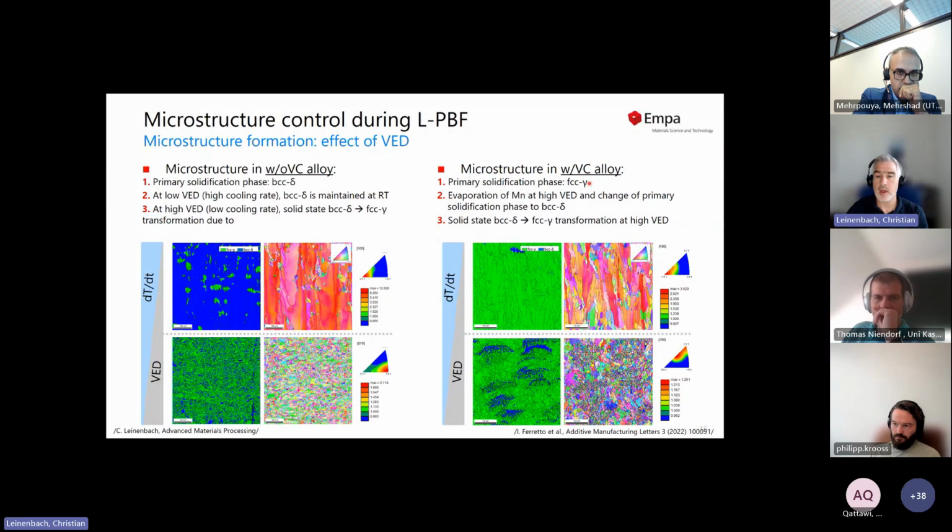is FCC gamma. During the processing, we can lose manganese at high volumetric energy densities and then change these conditions. We can make it a delta solidifier. And again, like here, in the solid state transformations later on, we can convert this BCC delta to FCC gamma at high VEDs.